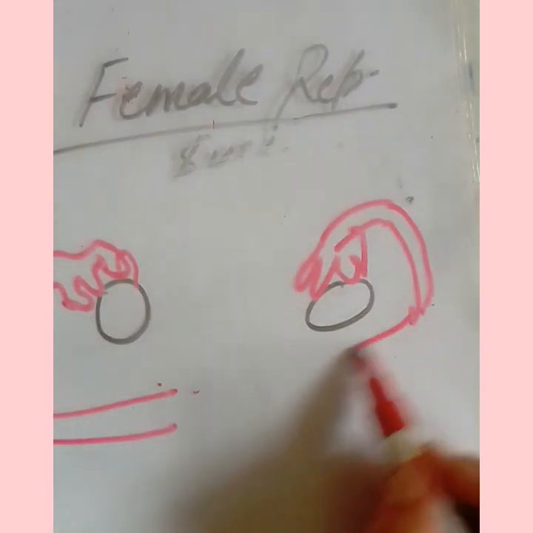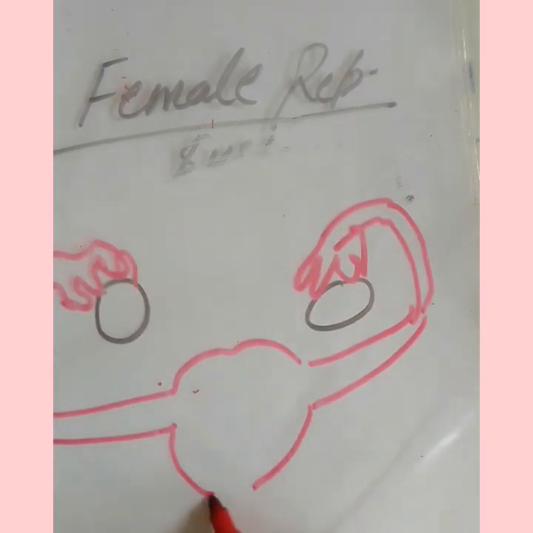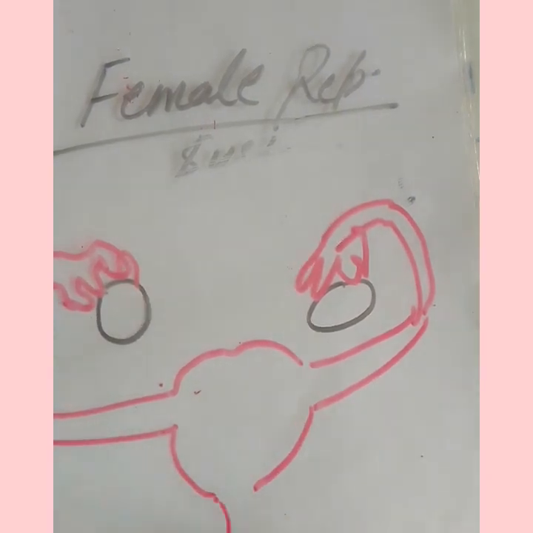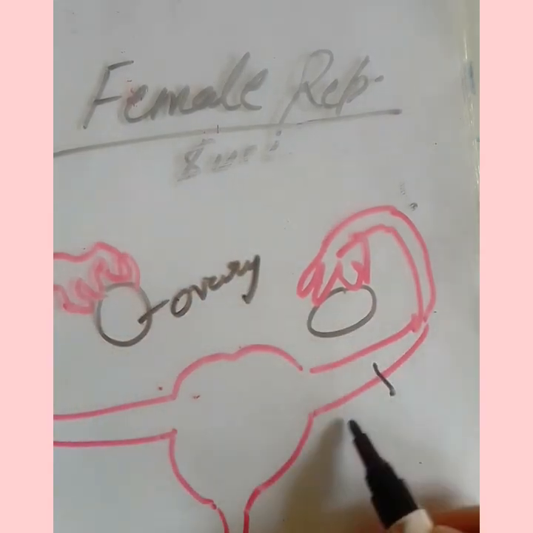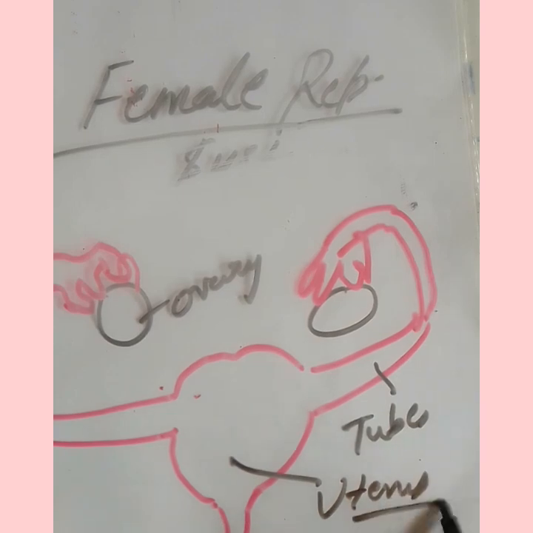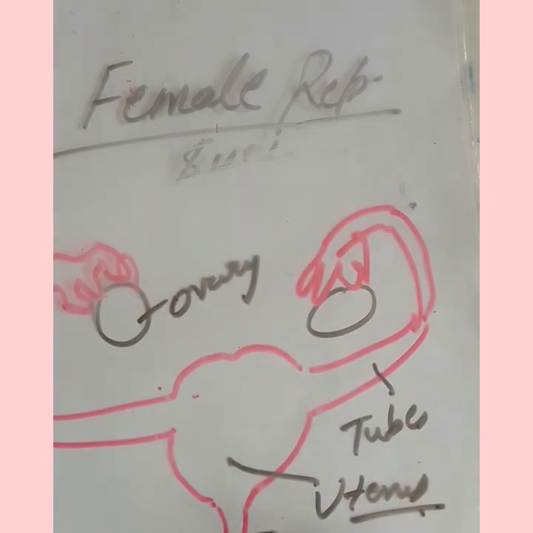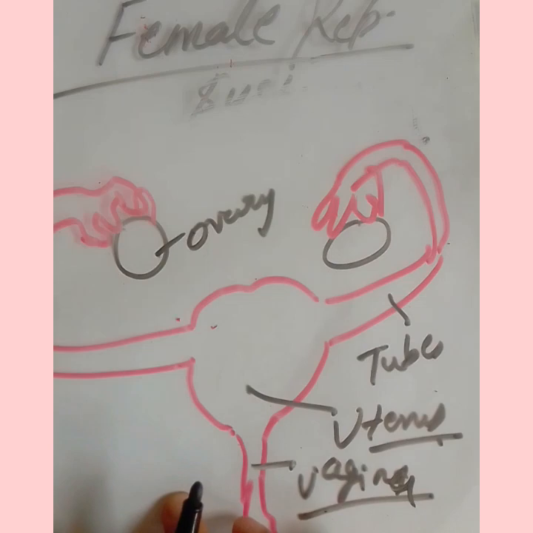They will come and unite here, and a structure like an inverted pear will be formed, that is called the uterus. So here this is the ovary, these are the fallopian tubes, this is the uterus, and this is the vagina. These are the main parts of the female reproductive system.